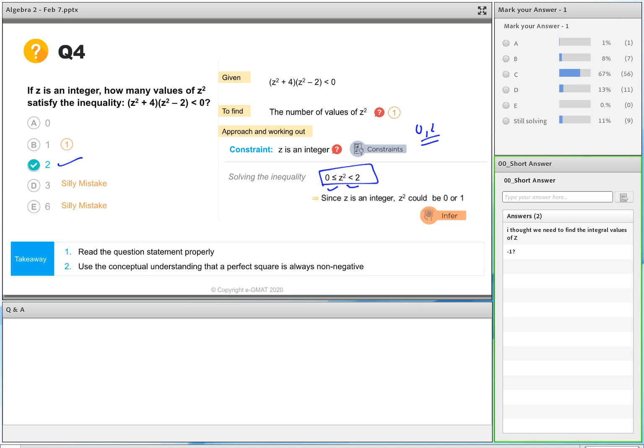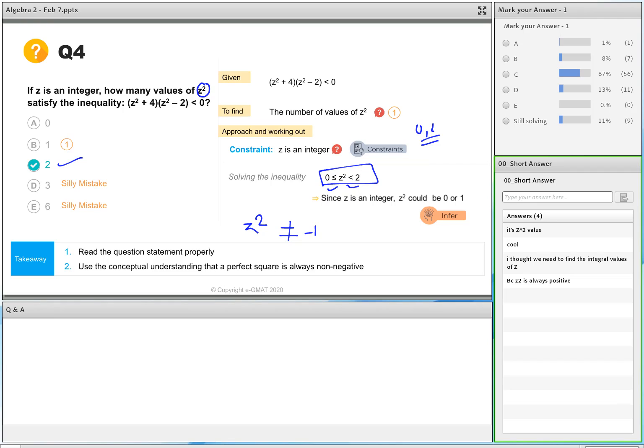Again, -1. Okay, I have a question over here. Why can I not have -1? Because Z square can never be a negative number. Since you said it's -1, you might have thought that you need to calculate the value of z. But the question is not asking you to calculate the value of z, it's asking you to calculate the value of z squared. So z squared is always non-negative in nature.